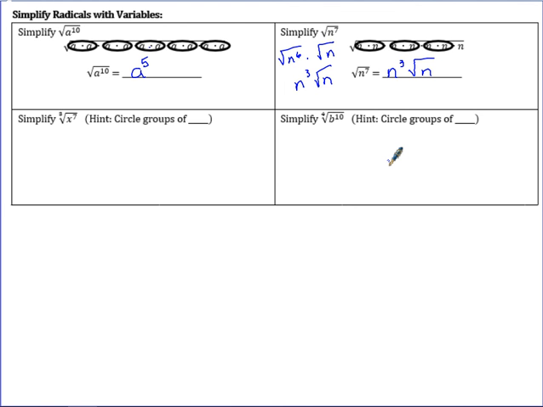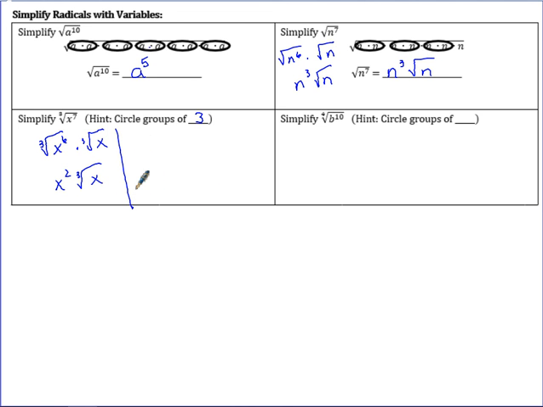So here we have the cube root of x to the 7th, so we're looking for groups of 3. So I want a number less than 7 that is divisible by 3. So I'm going to rewrite this as the cube root of x to the 6th times the cube root of x, because that gives me a total of 7 x's, and 6 is divisible by 3. 6 divided by 3 would be 2, so this would be x squared on the outside, and then the cube root of x on the inside.